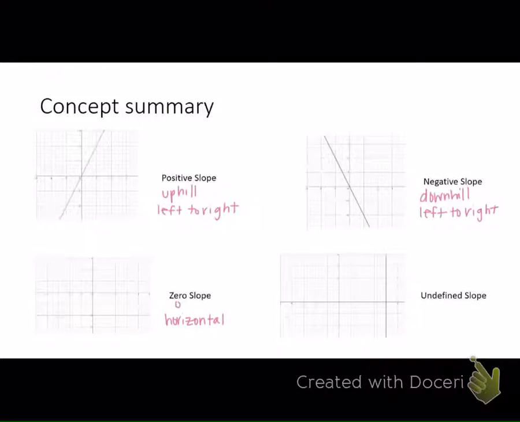And an undefined slope is always a vertical line. And then we're going to get to that last example. So go ahead and get that down. Make sure you're making your slopes negative when they're negative and positive when they're positive. Make sure you're always doing y over x.